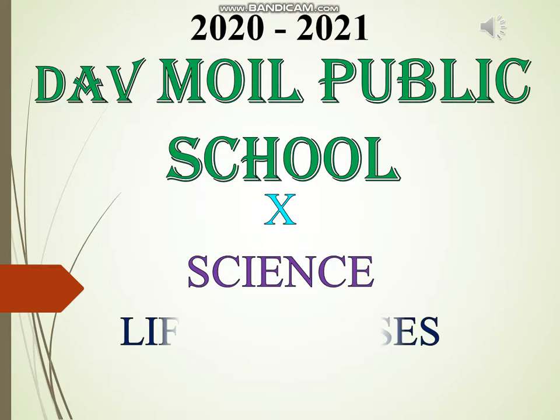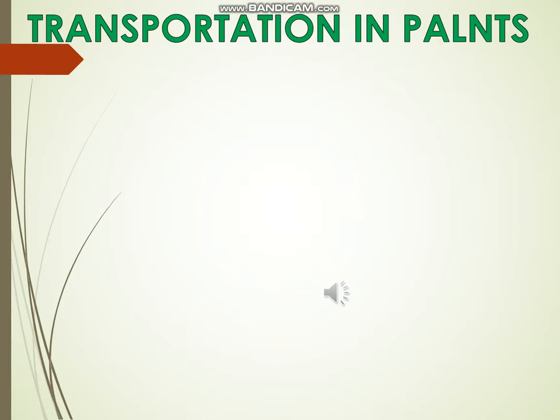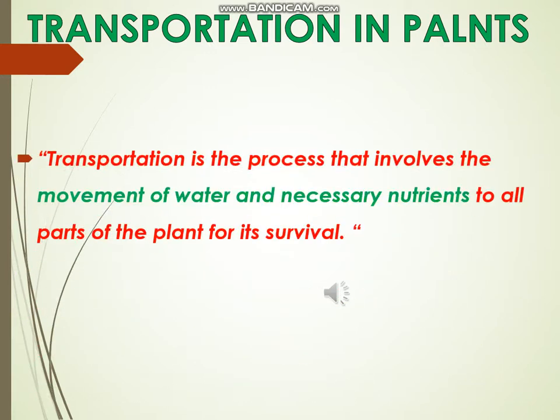Our today's topic is transportation in plants. Transportation is the process that involves the movement of water and necessary nutrients to all parts of the plants for its survival.